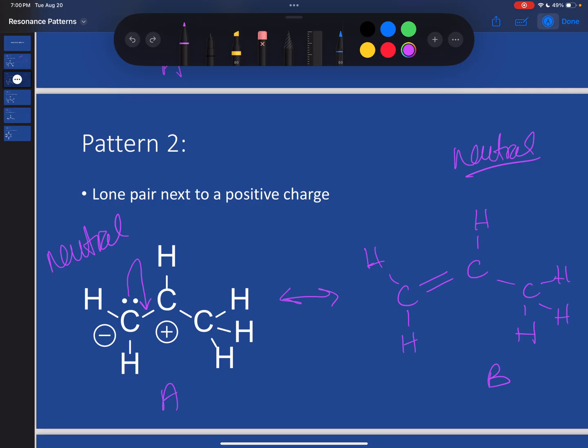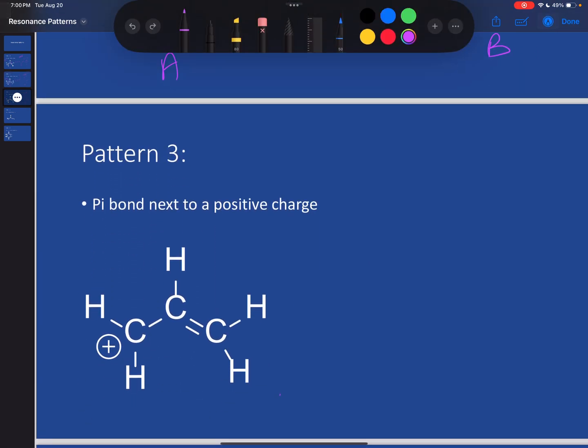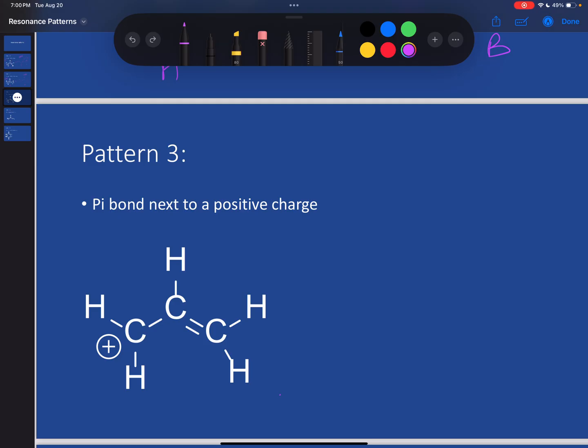All right. The third pattern is if I have a pi bond next to a positive charge. So this is going to look a little different because we're not dealing with lone pairs. But again, lone pairs and pi bonds are the only electrons I'm allowed to move for resonance. So I'm going to start with my pi electrons here between the two carbons, and I'm going to move this pi bond next door. All right, so that's important. I can only move it to an adjacent atom.